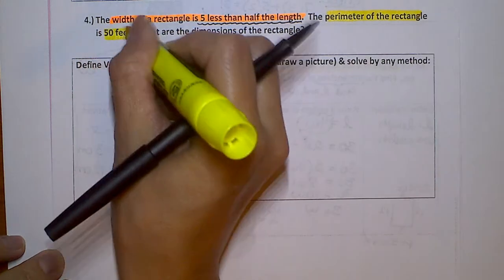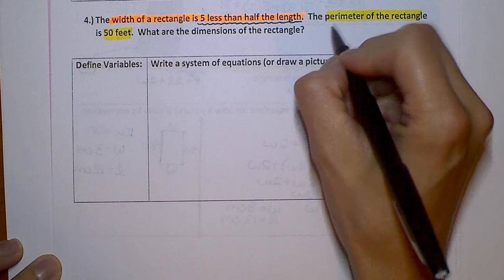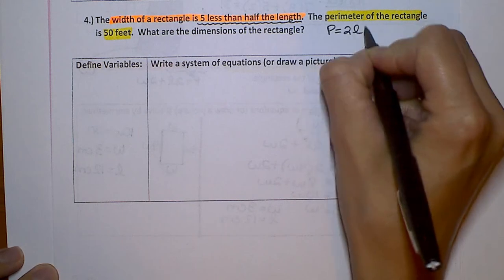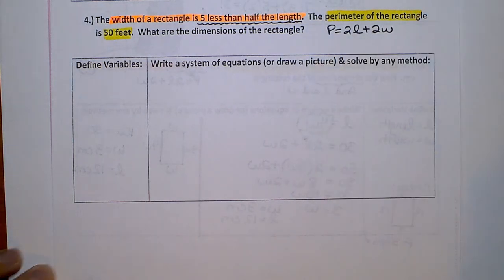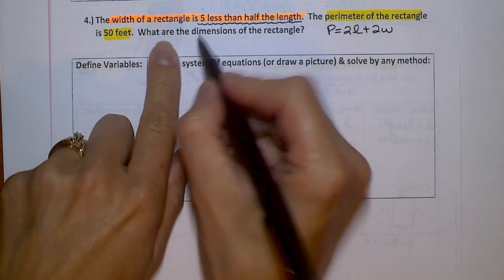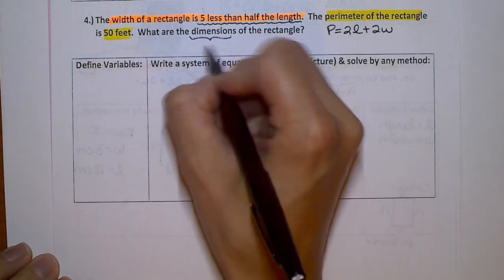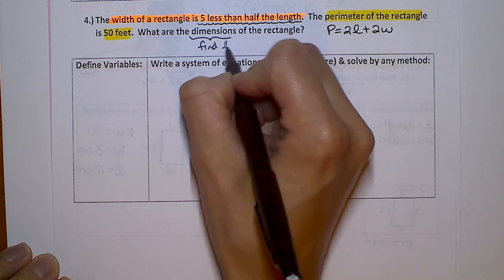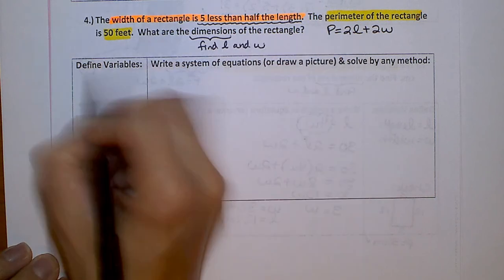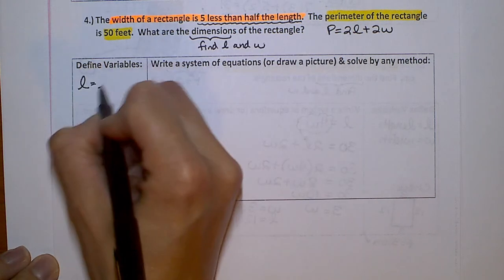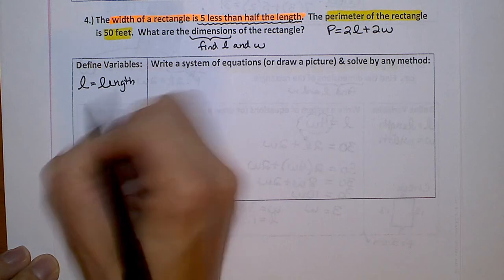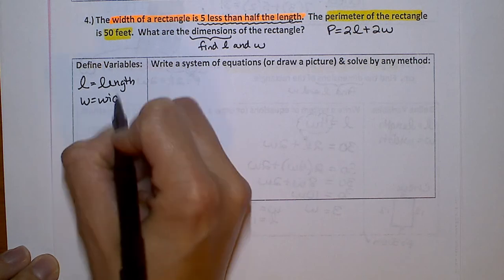Okay, so again, it's a rectangle, and we know that the perimeter is 2 times the length plus 2 times the width. And it says, what are the dimensions? So again, this is asking us to find the length and the width. So we have 2 variables. L equals length, W equals width, and now we have to write our 2 equations.